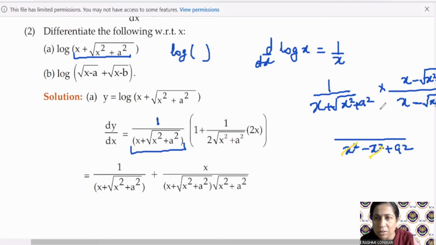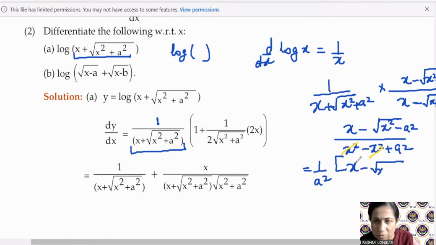Now what is left is x minus square root of x square minus a square, and this is upon a square. So this will be equal to 1 upon a square times x minus square root of x square minus a square, and then I solve this and I get the answer. So this is how you are supposed to do it.